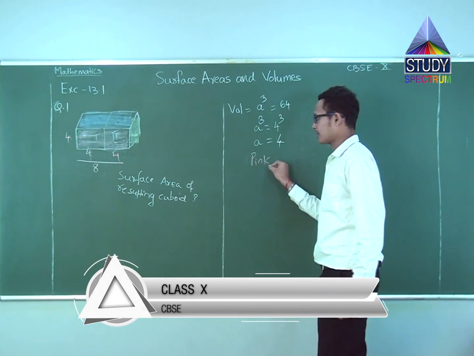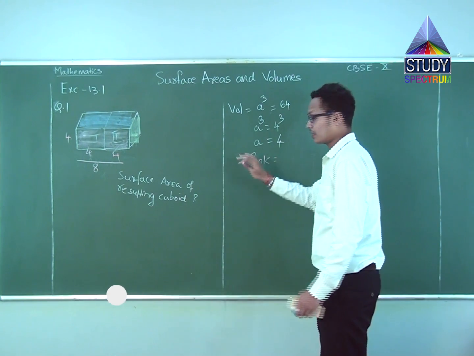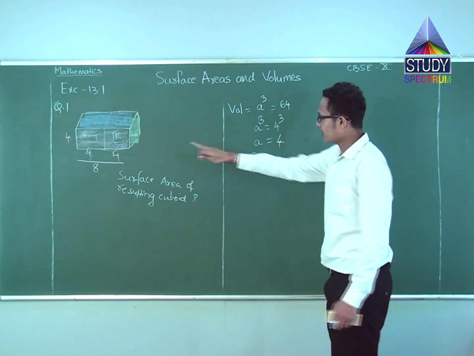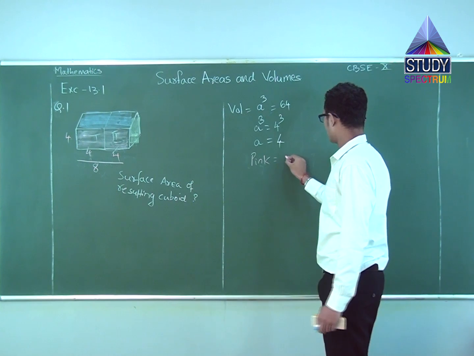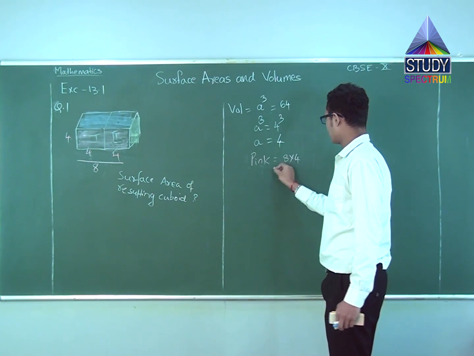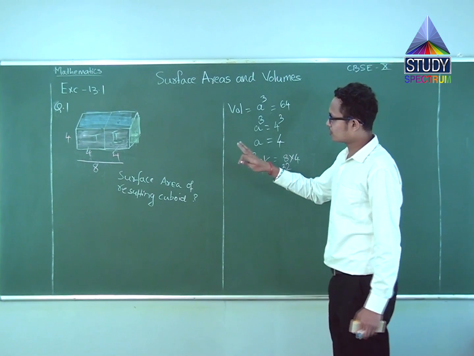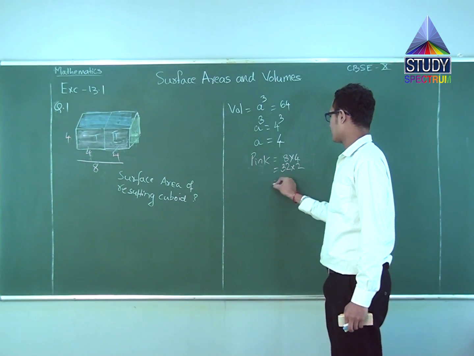Pink, according to the colors, indicates the surface area of the pink region. It's understood that the pink indicates the surface area of the front face. 8 into 4 is 32. Since there are two such faces, you multiply by 2. 64.